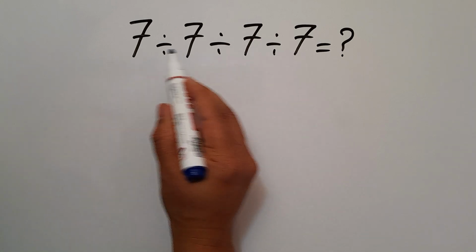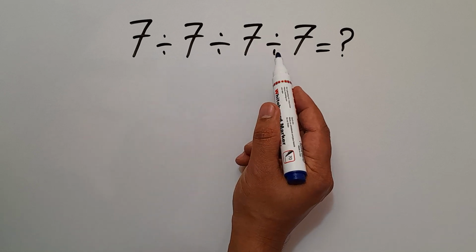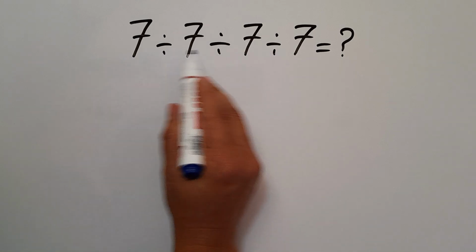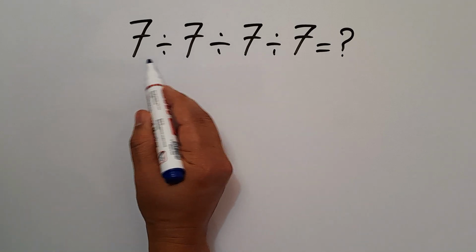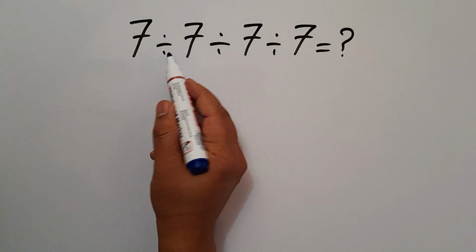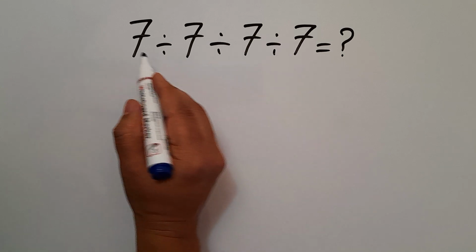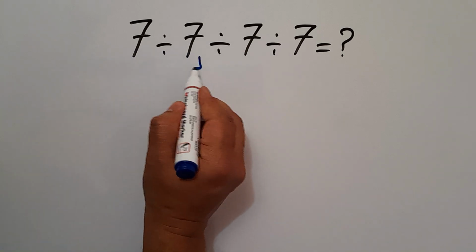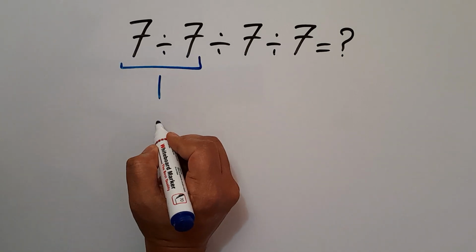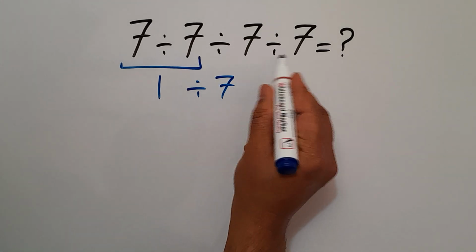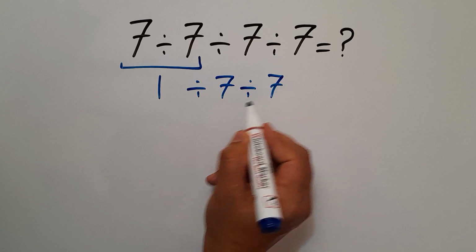In this expression, we have 3 divisions. And when we have more than one division in one expression, we have to work from left to right. So first this division, then this division, and finally this division. 7 divided by 7 gives us 1. So 1 divided by 7 and again divided by 7.